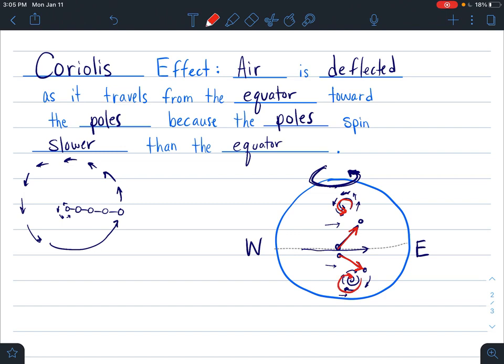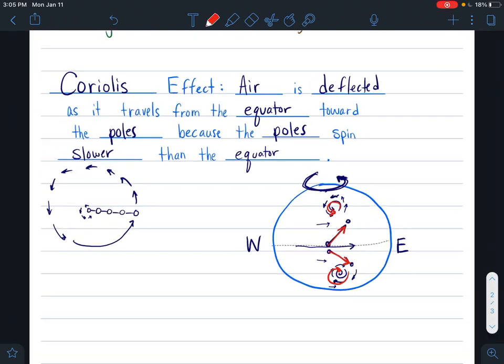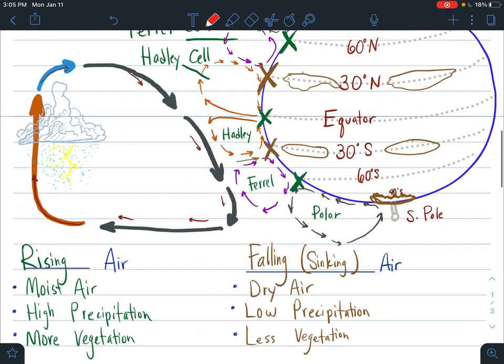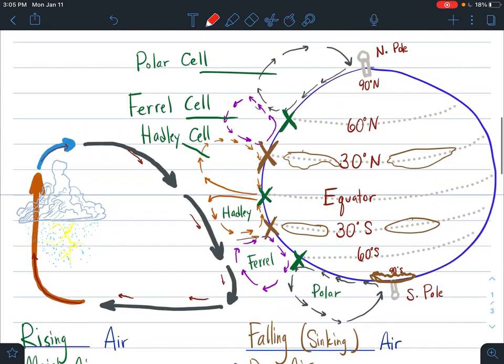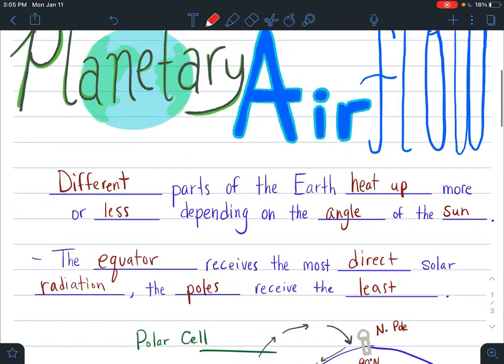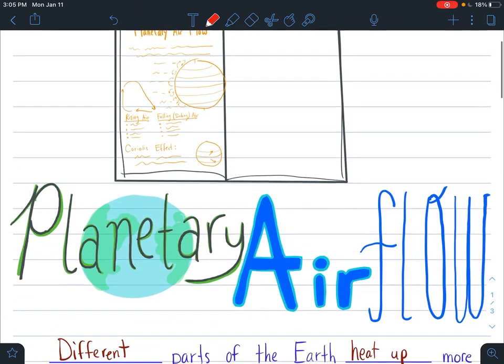So this contributes to patterns that we see in our weather, either on the surface from the Coriolis effect or in the vertical area above our heads, based on this idea of the different air cells that form here on our Earth based on the differential heating at different latitudes. And that is our planetary airflow.